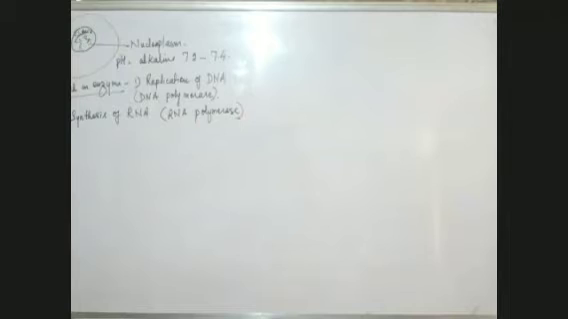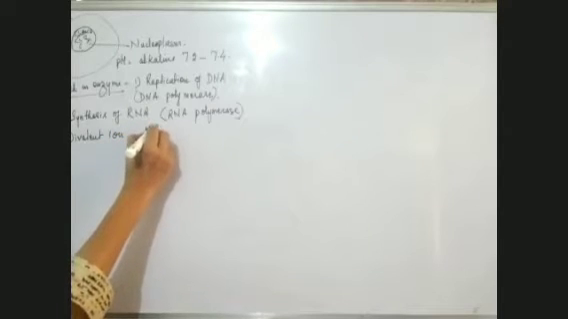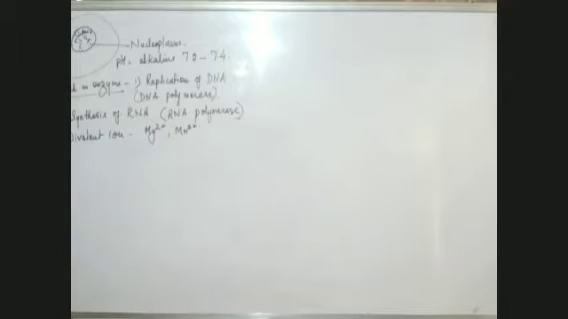Besides this, what else is present in the nucleus? The third thing is divalent cations. We can say that it is rich in divalent ions like magnesium and manganese. So we have the nucleoplasm, the gel-like substance present inside the nucleus, and it is rich in enzymes, rich in divalent ions, and its pH is alkaline, about 7.2 to 7.4.